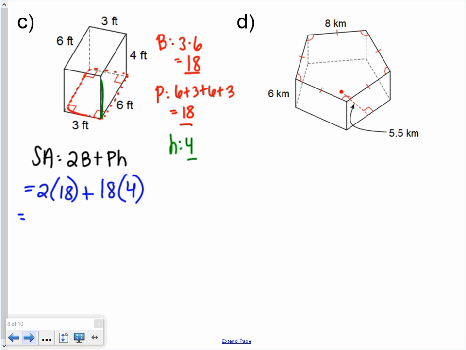Two times 18 is 36. 18 times 4 is, no, 72, thank you. And then plus 36 is 108 feet squared.